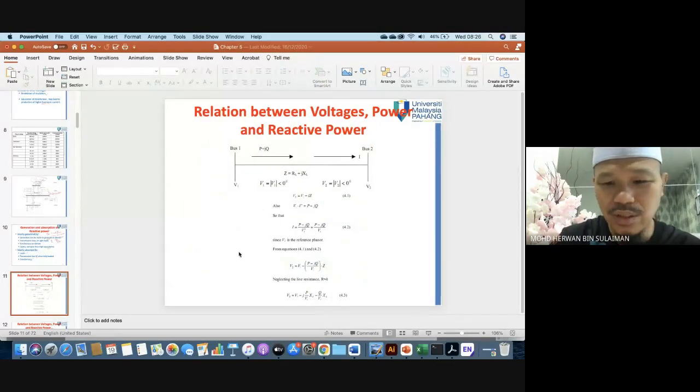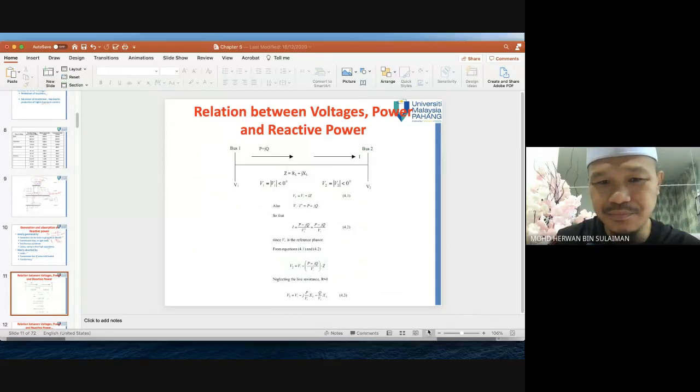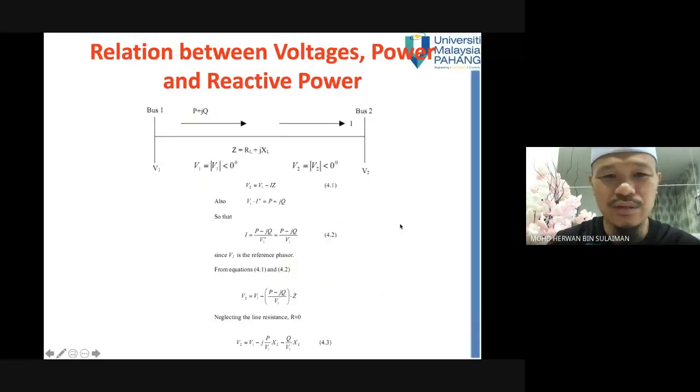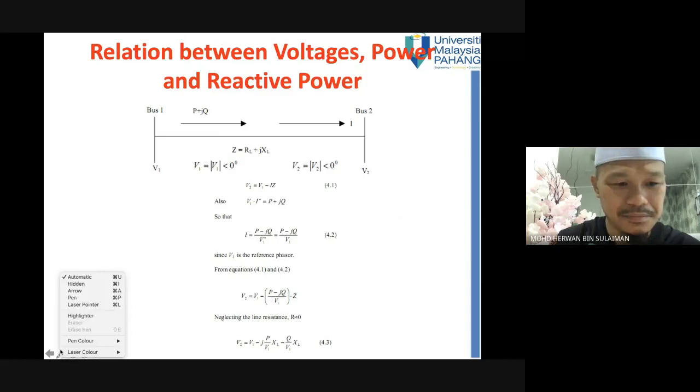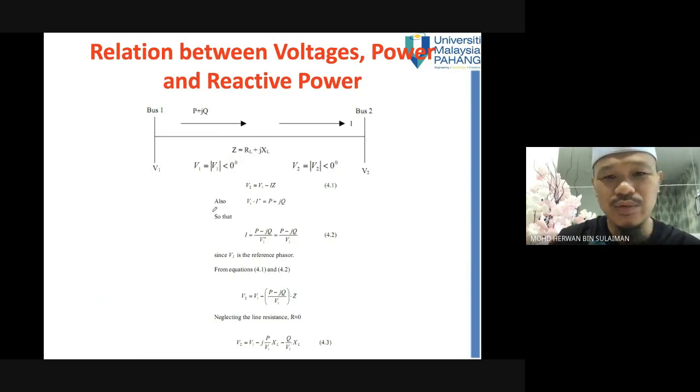So let's take a look at the relations between voltage and reactive power. Let's say we have a sending end as well as a receiving end. This one is bus 1, bus 2. The power transfer is from bus 1 to bus 2.